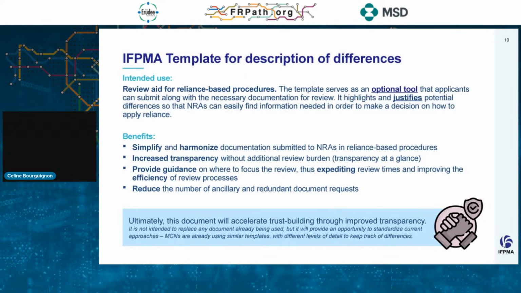So this is why IFPMA has been working on a template for the description of differences. It's a review aid for reliance-based procedures. That's an optional tool that applicants can use to file with NRAs on reliance procedures. It's a tool that highlights and justifies the potential differences so that NRAs can easily find the information needed to make decisions on how to apply reliance. The benefits that we're seeing are that it simplifies and harmonizes the documentation submitted to NRAs in reliance-based procedures, increases transparency, provides guidance on where to focus the review, thus expediting the review and increasing efficiency, but also reducing the number of redundant documents that need to be provided.